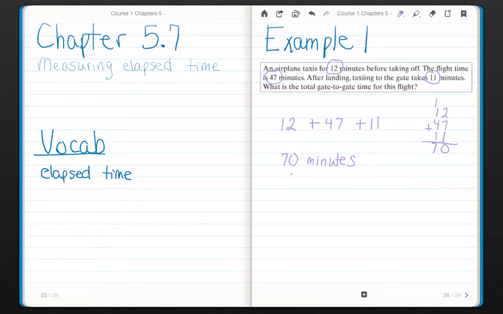Now, this is not considered simplified form. Simplified form is considered hours and minutes. Remember that 1 hour is 60 minutes. So if I subtract 60 minutes from this, I get 1 hour and 10 minutes is the flight. So this is your official answer: 1 hour and 10 minutes. Okay? All right, let's take a look at example 2.